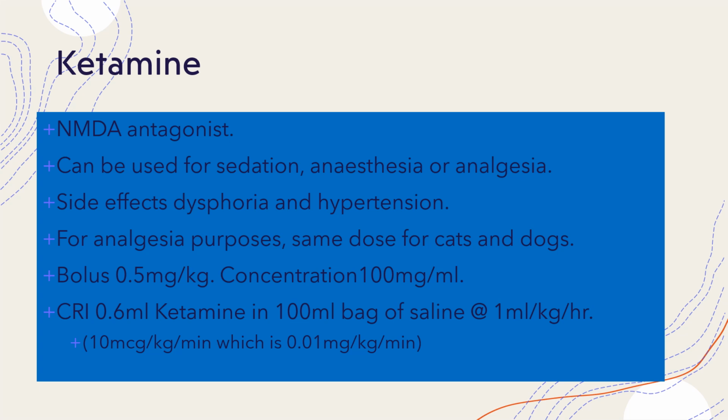So you'd start with a bolus of 0.5 mg per kg, and the concentration is 100 mg per mil. The CRI that we tend to do is 0.6 mil of ketamine in a 100 mil bag of saline, and we run this at 1 mil per kilo per hour, and this gives us a dose of 10 micrograms per kilo per minute.